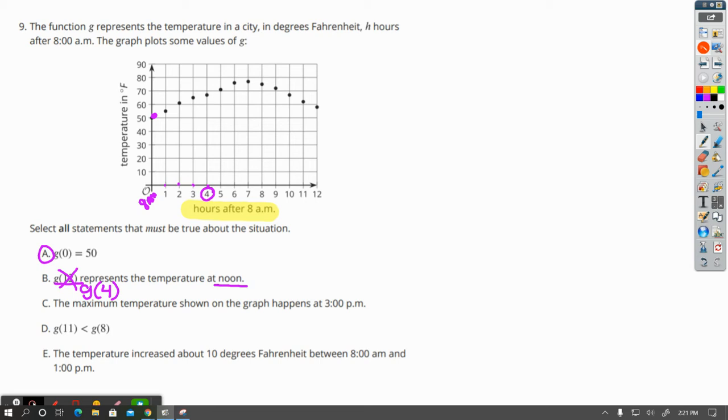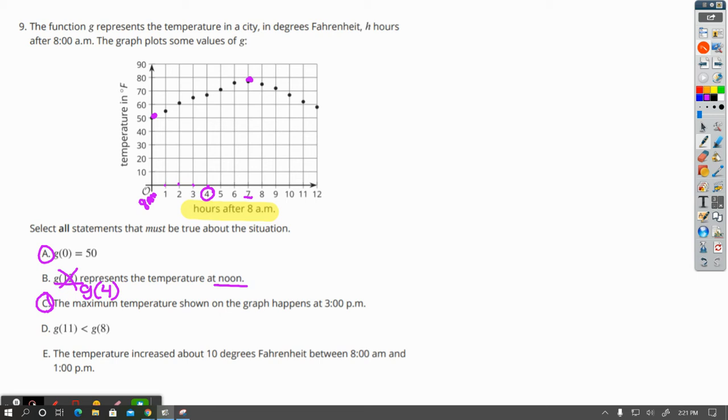Then part C, the maximum temperature shown on the graph happens at 3 p.m. So if we're looking at 3 p.m., I know 4 is noon. So then I have 1, 2, 3 p.m. is 7 right here. And that is the highest temperature on the graph.